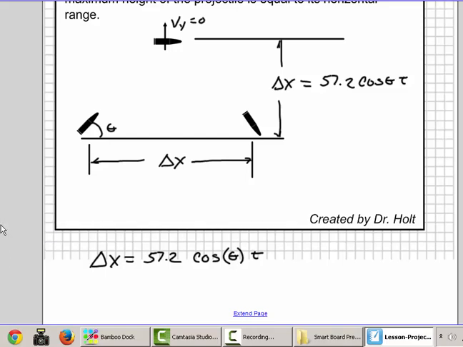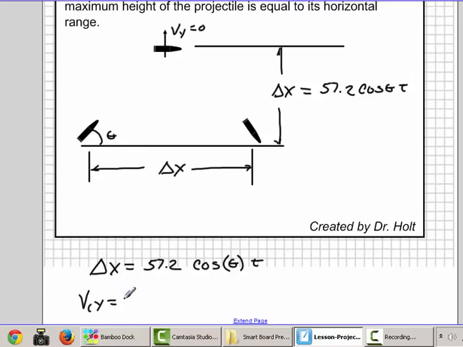Now we do know a couple things regarding time. We know that Vi in the y direction here is going to equal my velocity of the bullet, which is going to be 57.2 times the sine of theta. We also know that Vf in the y is going to be negative 57.2 times the sine of theta. Because if it goes up 57.2 times the sine of theta, it's going to come down 57.2 times the sine of theta.